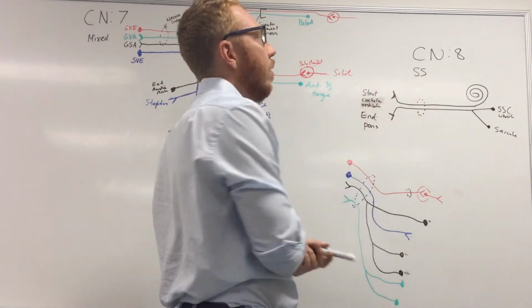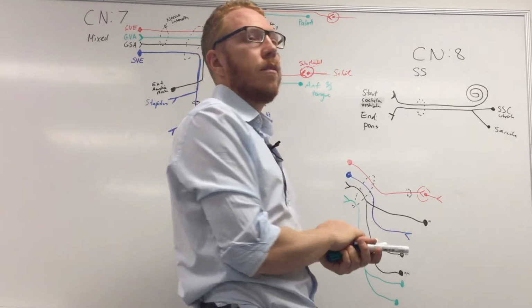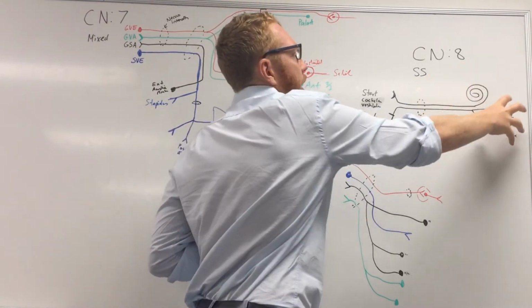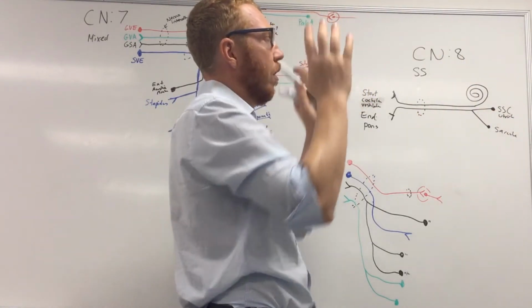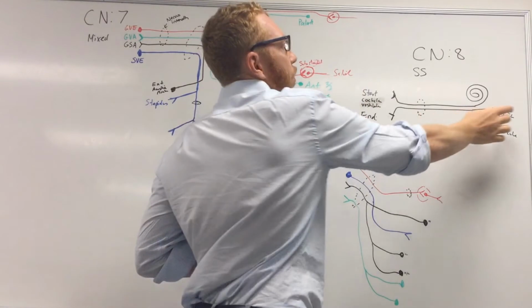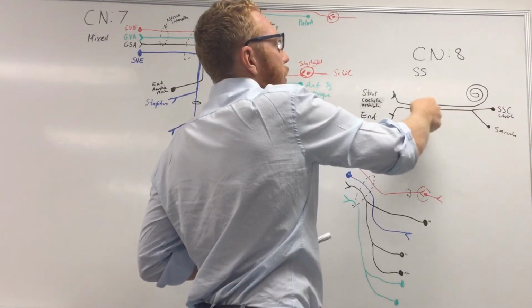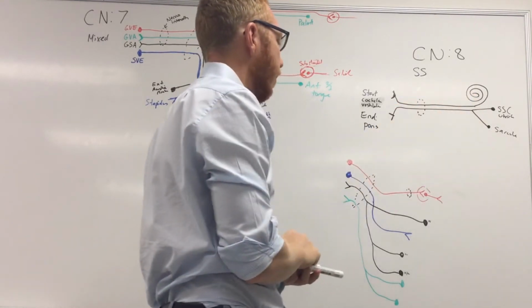Okay, so that's cranial nerve number 8, vestibulocochlear. It's pretty straightforward. All it does is bring in special sensation for hearing and movement of the head, movement, acceleration, side to side, forward, back, through the semicircular canals and the utricle and the saccule, and that will go through the internal acoustic meatus. It's in this area, it's in the temporal bone, and then it goes back into the pons.